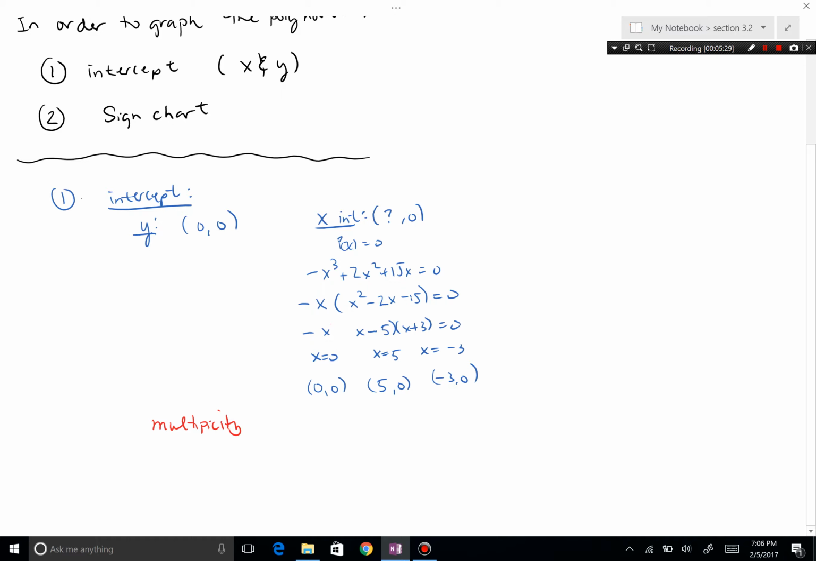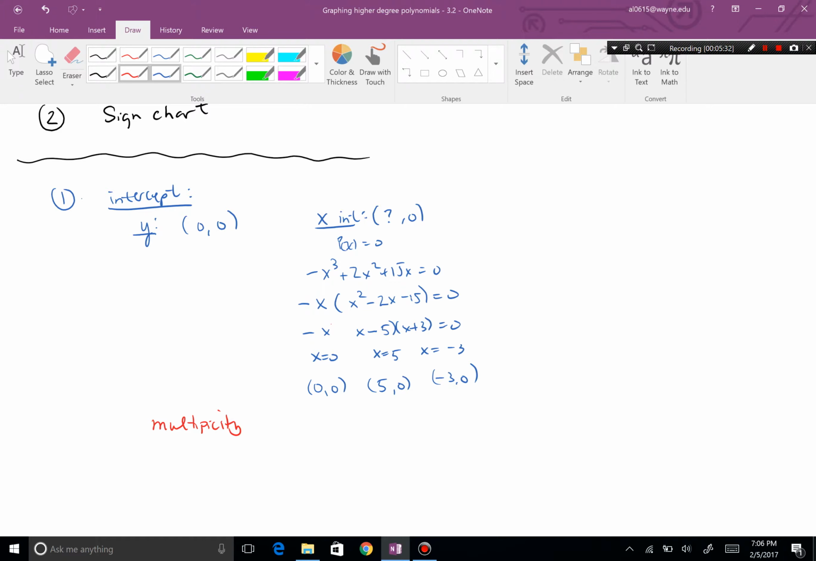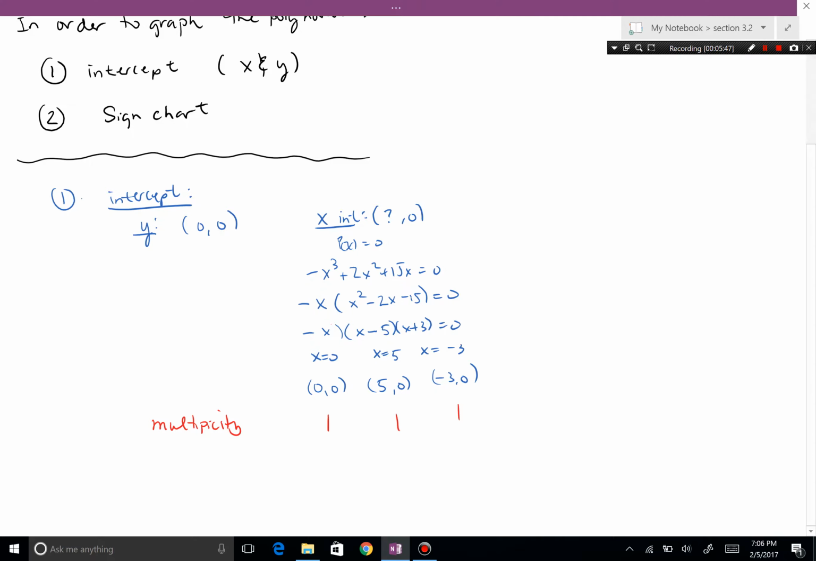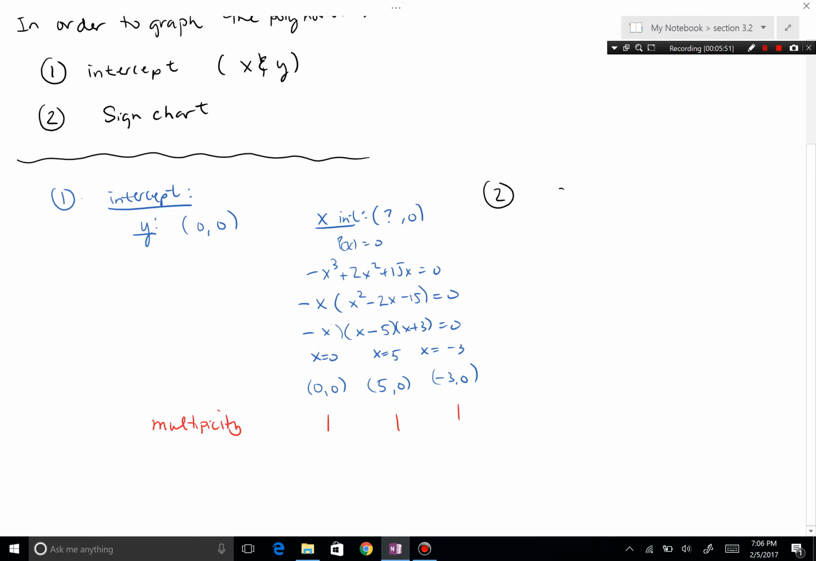Now, you're probably saying, why do I need to know this? Well, it has really big bearings on how the picture will look. So the multiplicity here is going to be 1, 1, and 1, because if you notice, they all occurred at 1. That's the first thing we do. The second thing we do is find the sign chart. So here we go. Here's the sign chart.